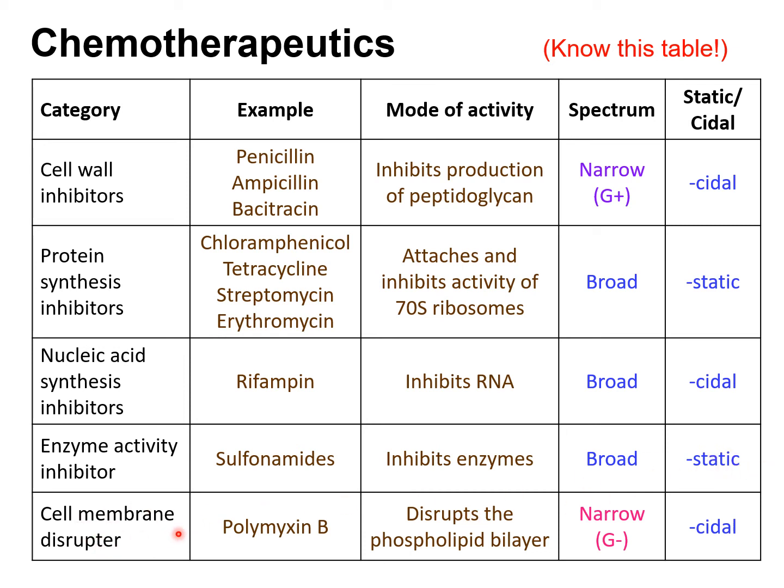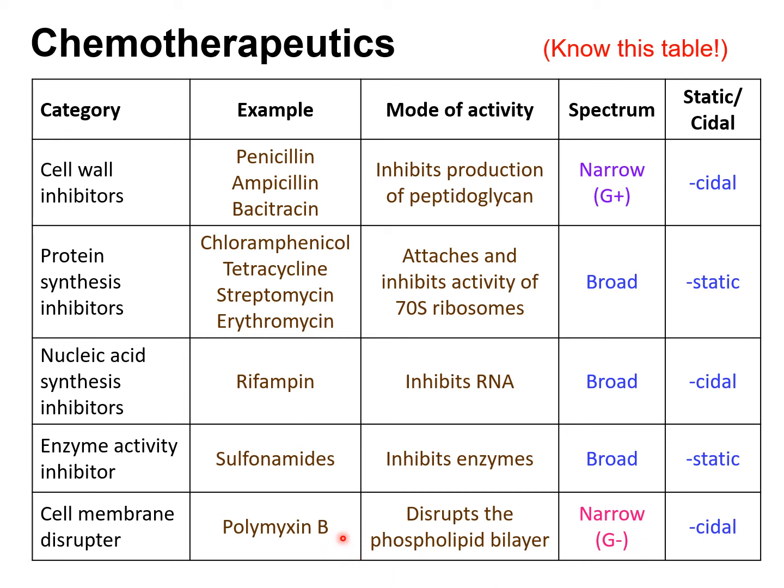And then some antibiotics target the cell membrane, such as polymyxin B. So polymyxin, again, can disrupt the phospholipid bilayer of the plasma membrane. It's narrow spectrum, works against the gram-negative.